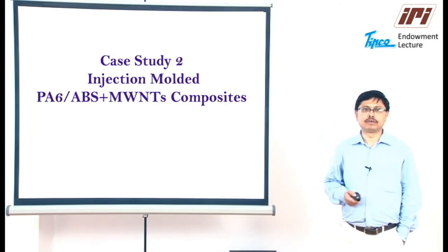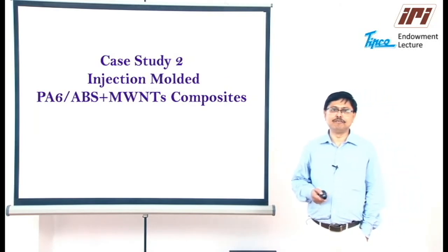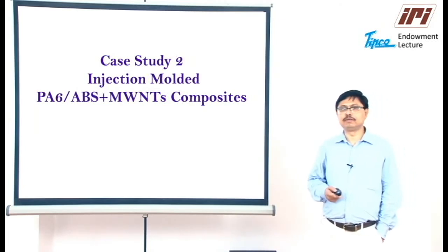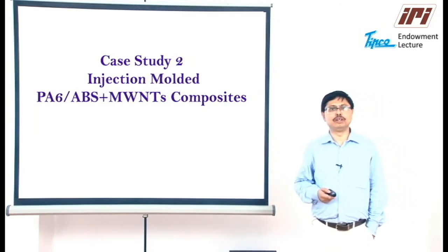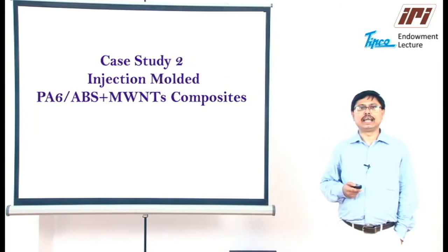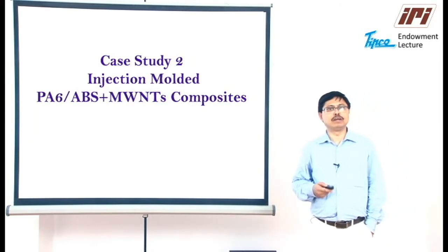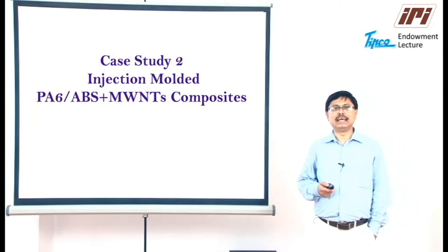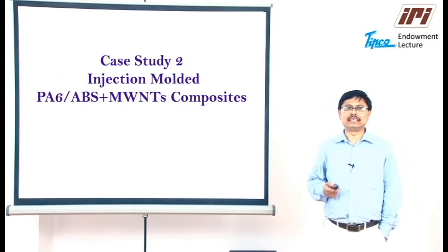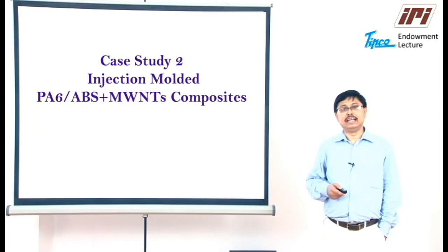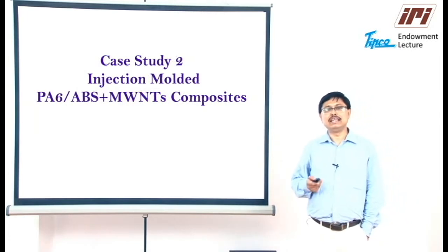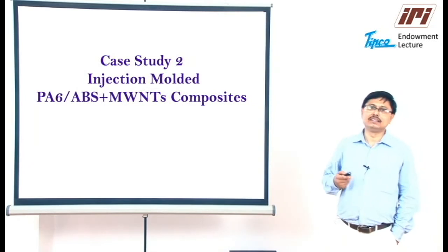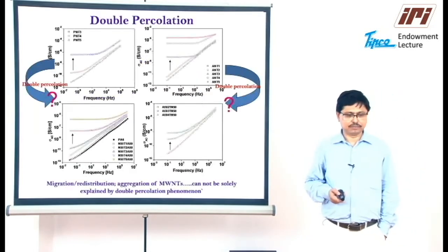phenomenon called double percolation. Double percolation involves utilizing a co-continuous polymer blend, and in the co-continuous polymer blend, if these fillers can be selectively localized in one of the phases or at the interface of the co-continuous structure, then the whole composite becomes electrically conductive. And in this way, one needs a much lower percentage of conducting filler to make the composites conducting.